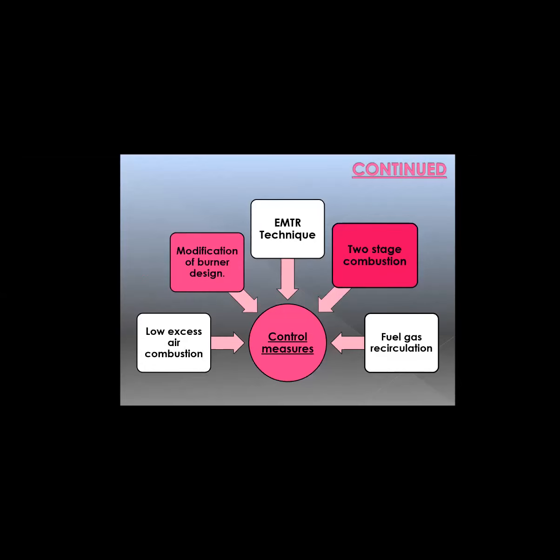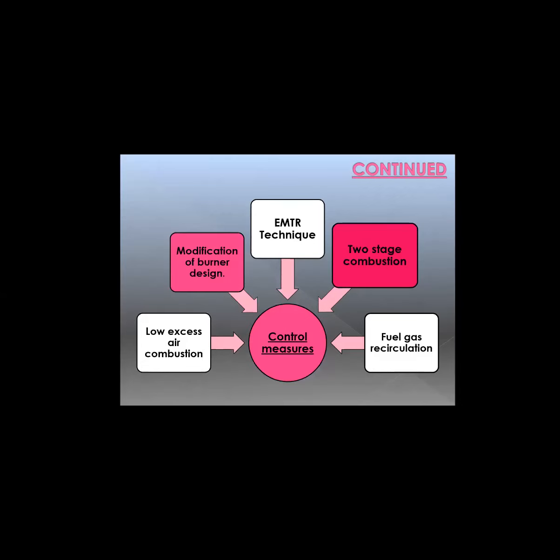So the first method is low excess air combustion. That means for a combustion process, we require oxygen. So we make sure that the amount of oxygen is such as to ensure complete combustion of fuel. So there is no excess oxygen available for the reaction with nitrogen, resulting in the formation of nitric oxide.